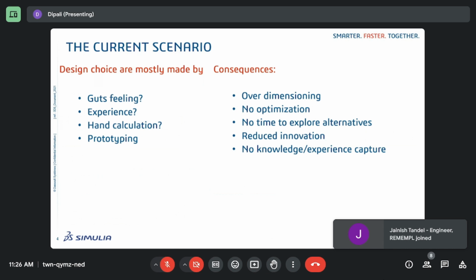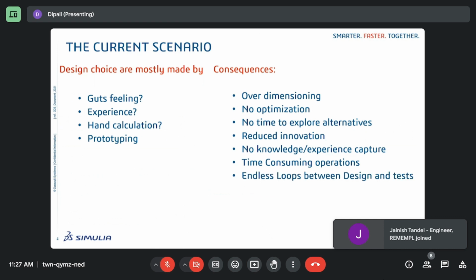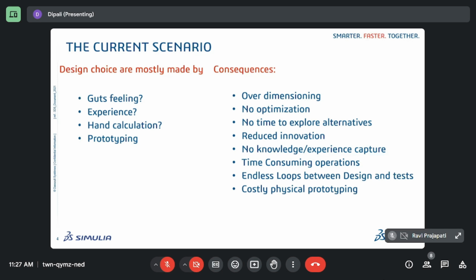then it is a time-consuming process, then an endless loop between design and tests, then costly physical prototyping, then high risk of product error. So there are various consequences which occur due to this type of design choices made by a design engineer. So what is the solution? Only one word, that is MODSIM.